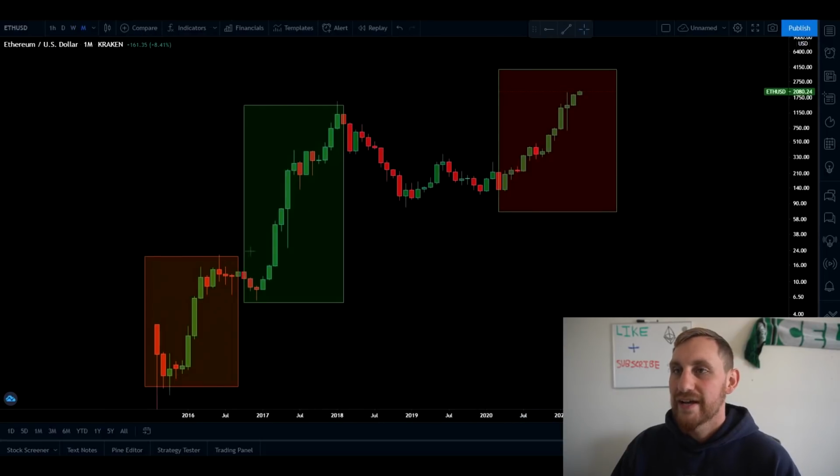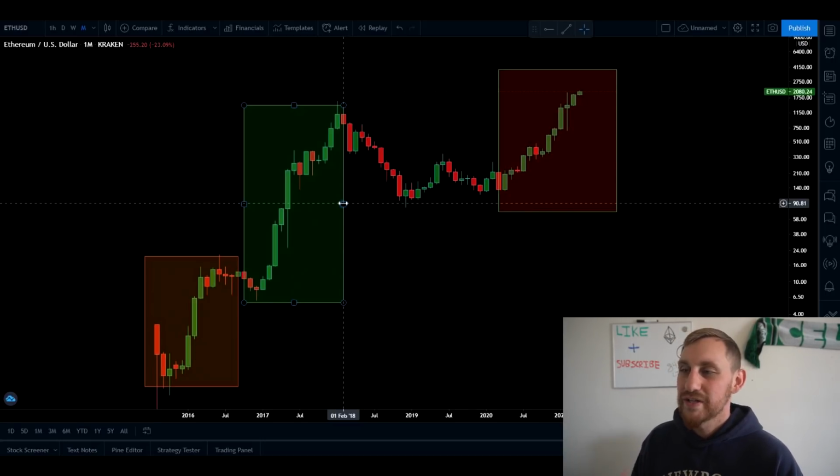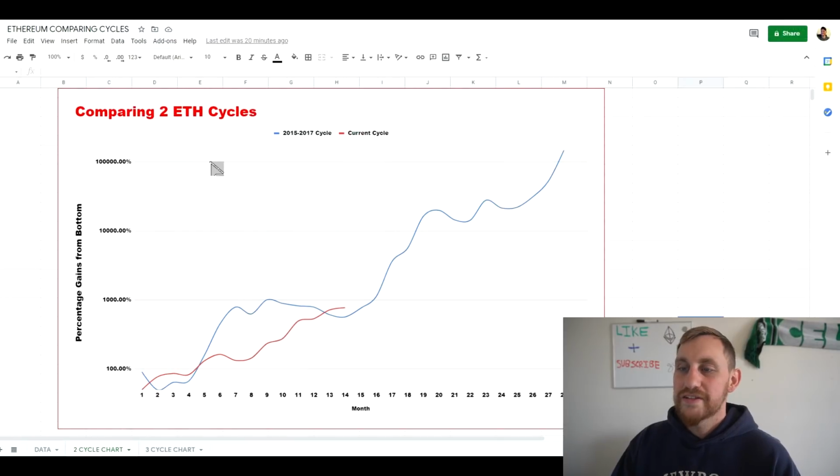The second thing I want to look at is, so what I did here is we have basically two Ethereum cycles, and you could actually split it up into three. So the next two charts we're going to look at, this is exactly what I mean, okay? If you go into here, this is comparing our last two Ethereum cycles, okay?